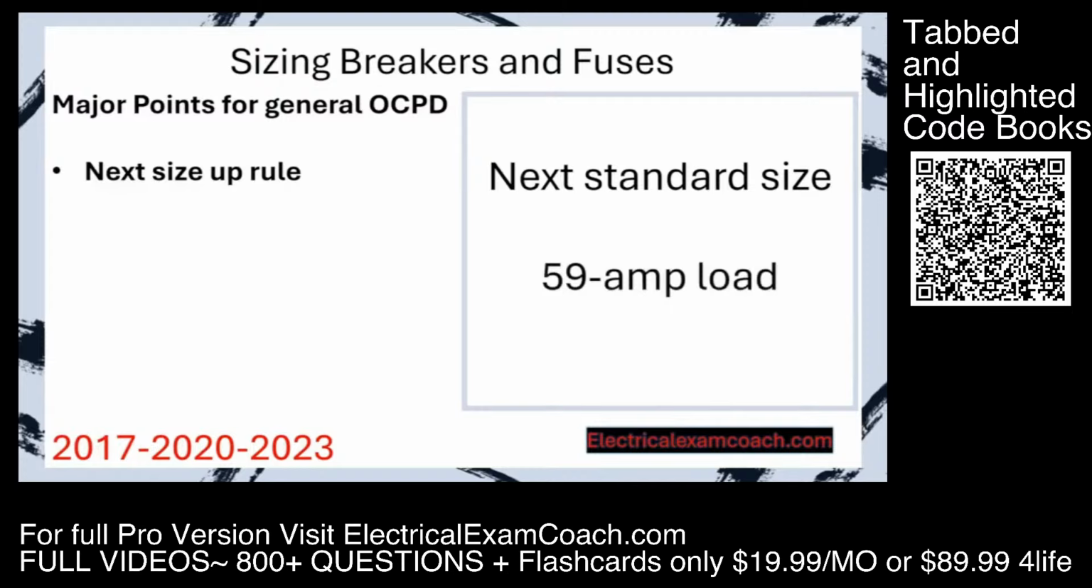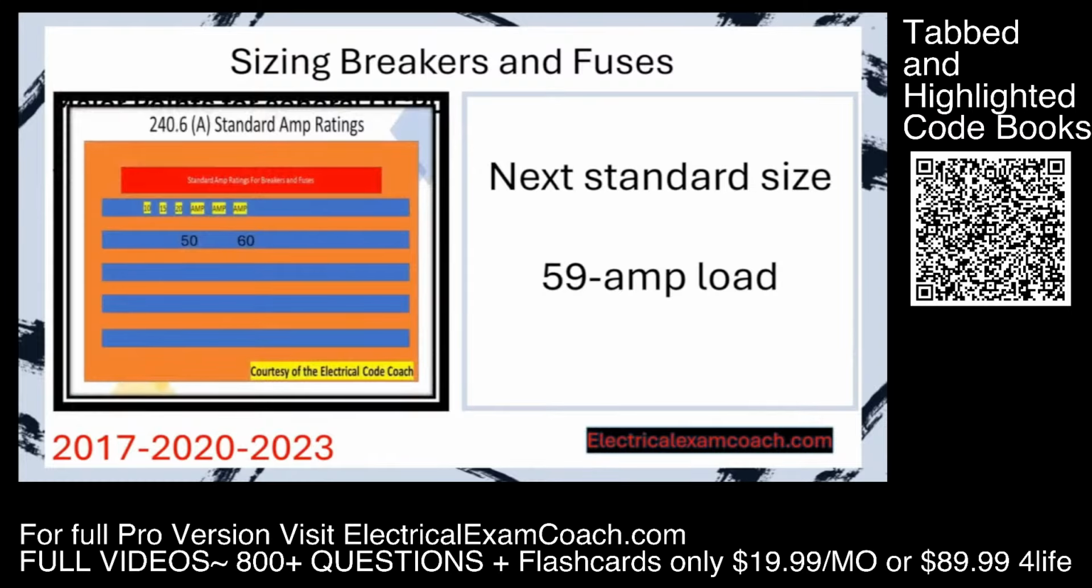Let's imagine that we have a 59 amp known load. And for the rest of the program, I'm going to call it known load, and there's a reason that you'll learn about here in a minute. But do they make a 59 amp breaker? They don't, do they? What we would do is go to our table, 240.6(A), and look at the next standard size. So we go 15, 20, 30, and then we see 50, and there's no 55, it jumps to 60. If we have a 59 amp load, we're going to choose a 60 amp overcurrent protective device.